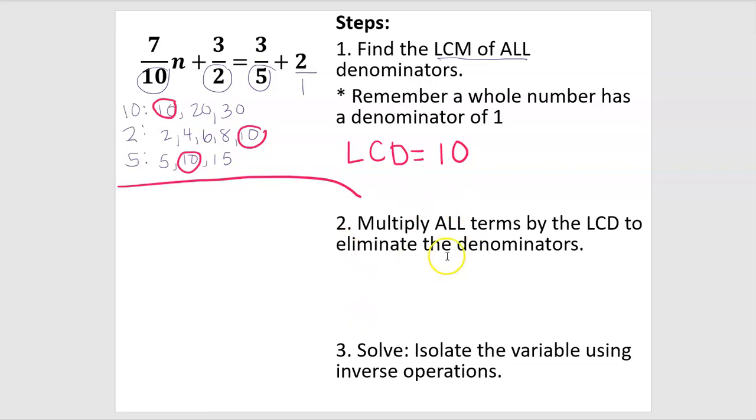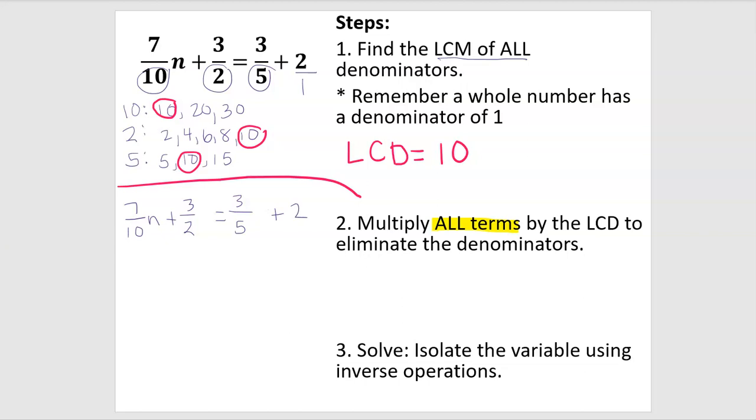So step 2 is going to have you multiply all of your terms by the LCD, and this will eliminate our denominators, okay? So I'm going to rewrite my problem over here, and I'm going to show you all the steps. Now, remember, you can do some of these steps in your head, but you do need to write all versions of your equation as you move down. You can't do the whole problem in your head. You got to write out something.